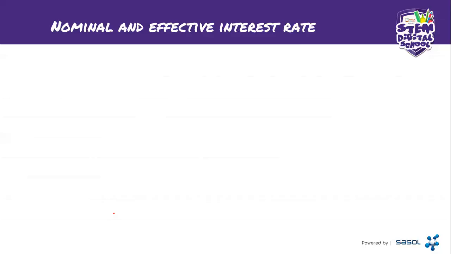Nominal and effective interest rate. We are done with simple interest, compound interest, simple and compound decay, where we used the straight line method and reducing balance method. Now we are going to be focusing on nominal and effective interest rate.